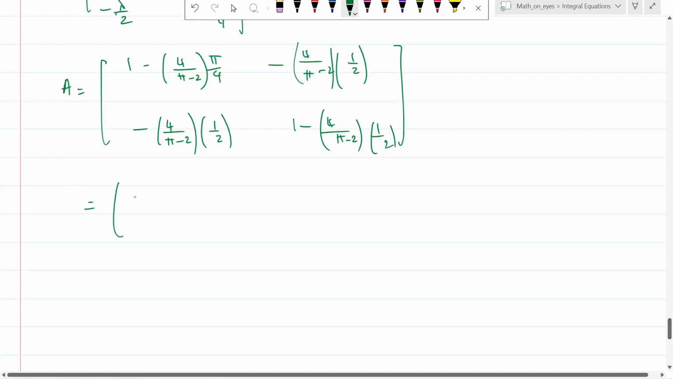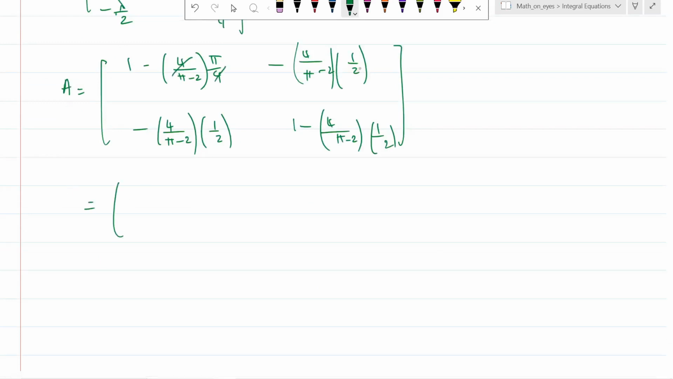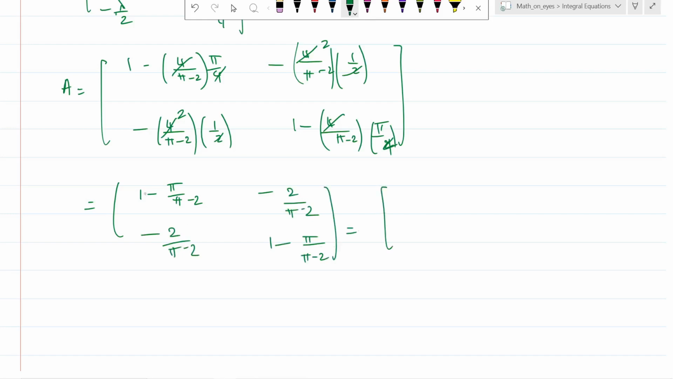which is equal to, 4 cancels, 2 and 4 cancel. Here we get pi by 4. So that is equal to 1 minus pi divided by pi minus 2, minus 2 divided by pi minus 2. This is minus 2 divided by pi minus 2 and this is 1 minus pi divided by pi minus 2, which is equal to, pi minus 2 minus pi, will cancel each other. We get minus 2 divided by pi minus 2, minus 2 divided by pi minus 2, minus 2 divided by pi minus 2 and then minus 2 divided by pi minus 2.